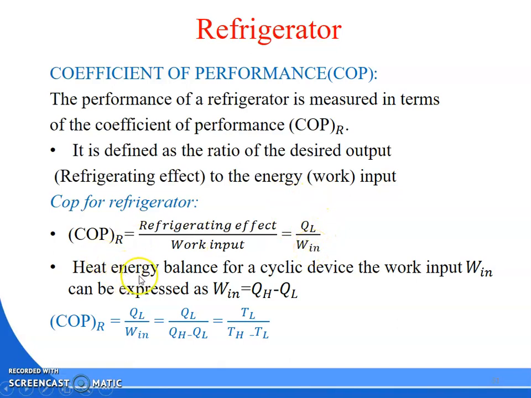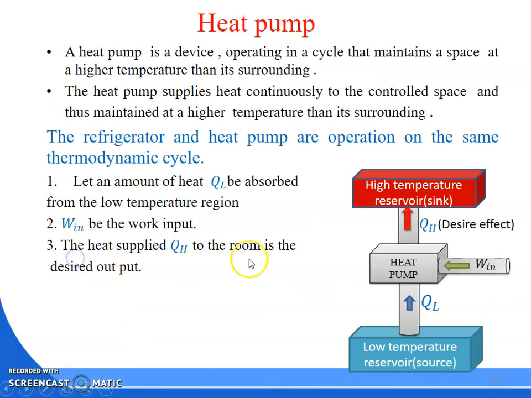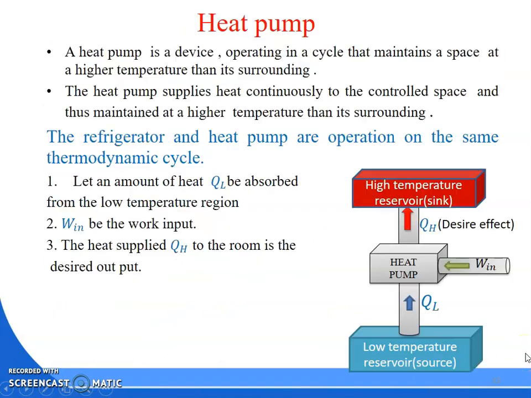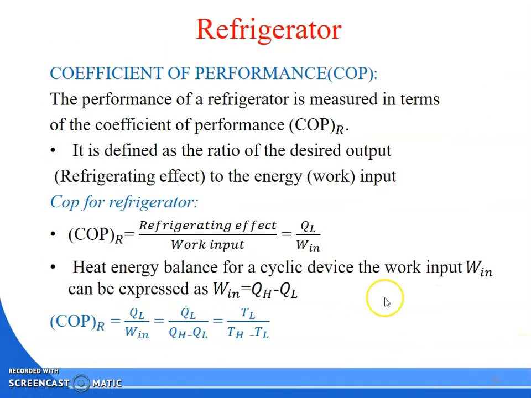By the heat energy balance for a cyclic process, the work input can be expressed as QH minus QL. How? Here QL is the input, Win is the input. So what is your QH? QH is equal to QL plus Win. So what is your Win? Win is equal to QH minus QL.